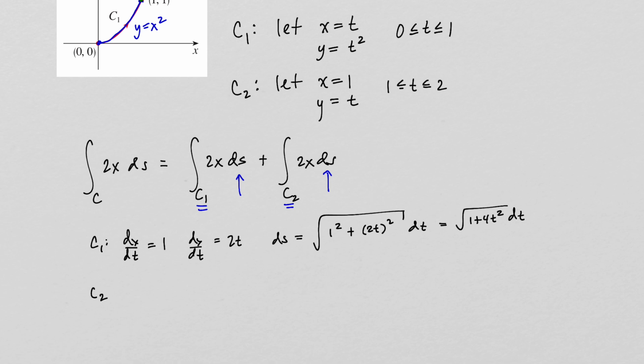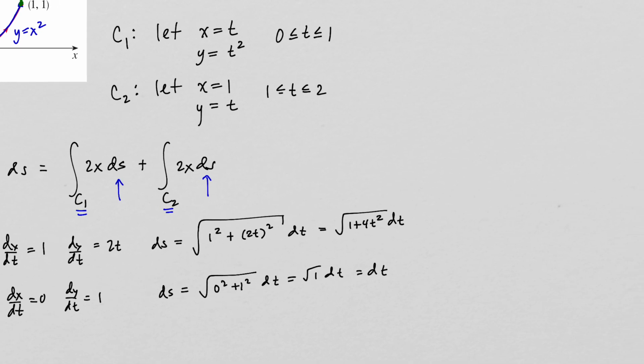For curve 2, dx/dt is 0 because x is 1. And dy/dt is 1. And so ds is going to be the square root of 0 squared plus 1 squared times dt, which is the square root of 1 times dt, which is simply dt.